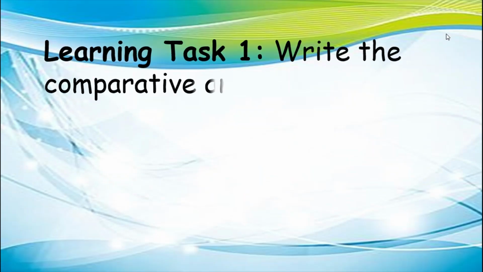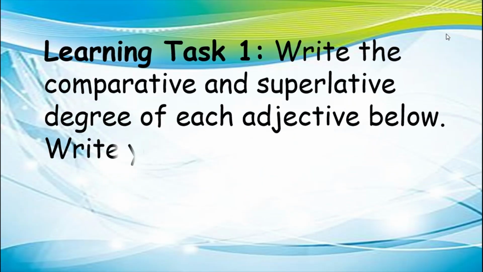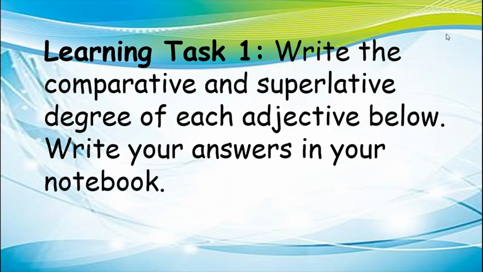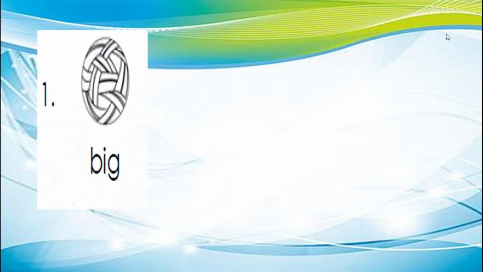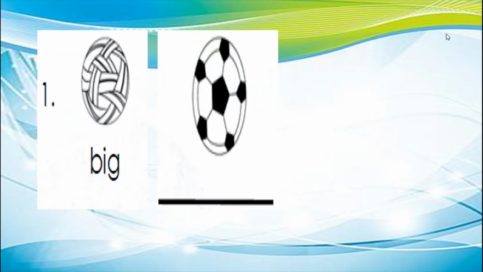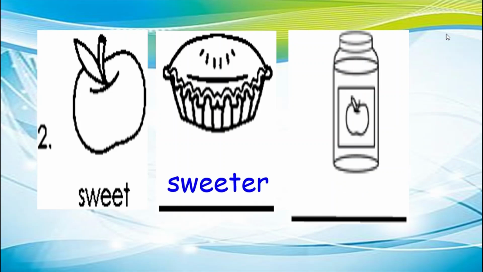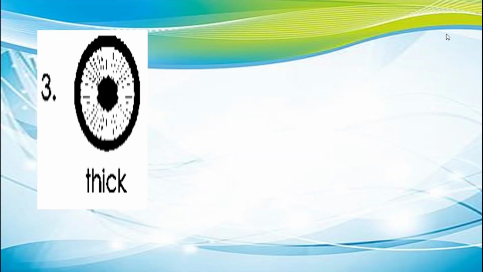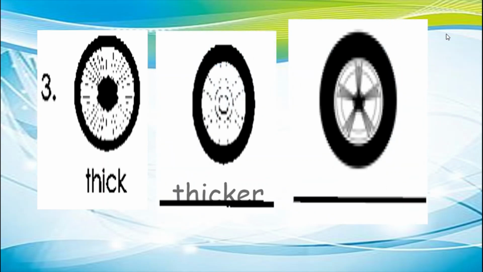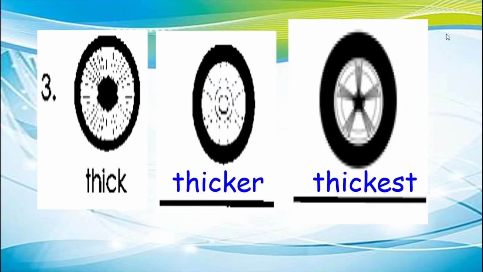Let us try now learning task number 1. Write the comparative and superlative degree of each adjective below. Write your answers in your notebook. Number 1. The word is big. Bigger, biggest. Number 2. The word is sweet. Sweeter, sweetest. Number 3. The word is thick. Thicker and thickest.